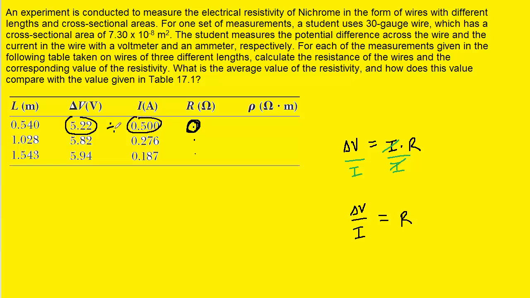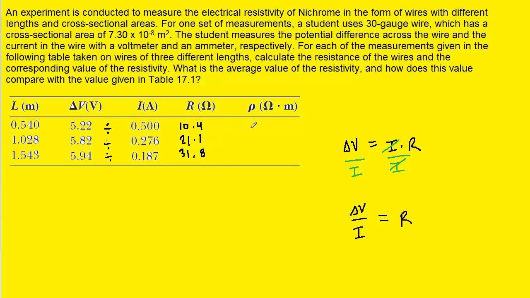So let's pick up our calculator and divide the 5.22 by the 0.5. And when we do that, we get 10.4 ohms. And we're going to do a similar calculation to get the other resistances here and here. So we'll divide delta V by the current. And so we have now successfully determined the resistance for each of the three situations in the experiment.